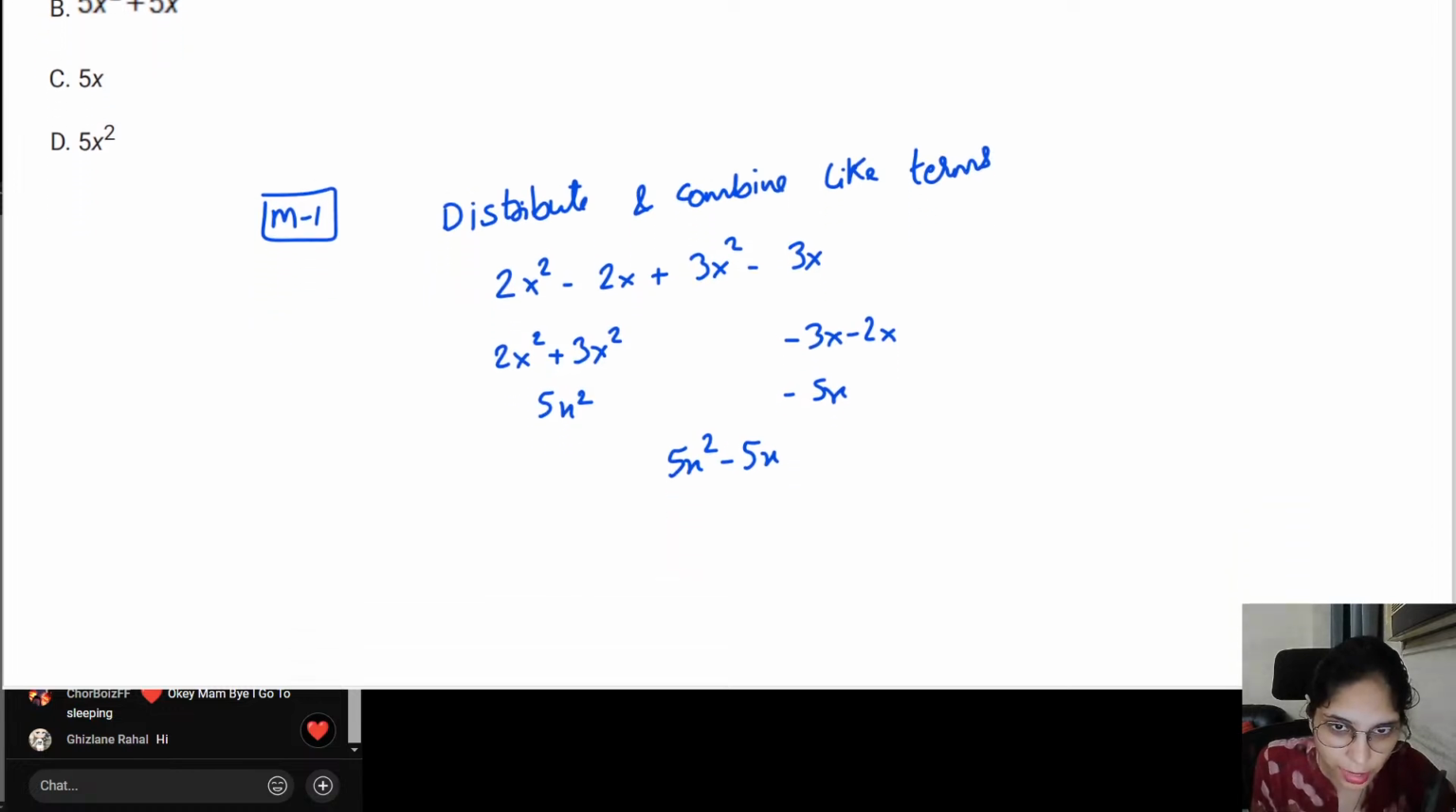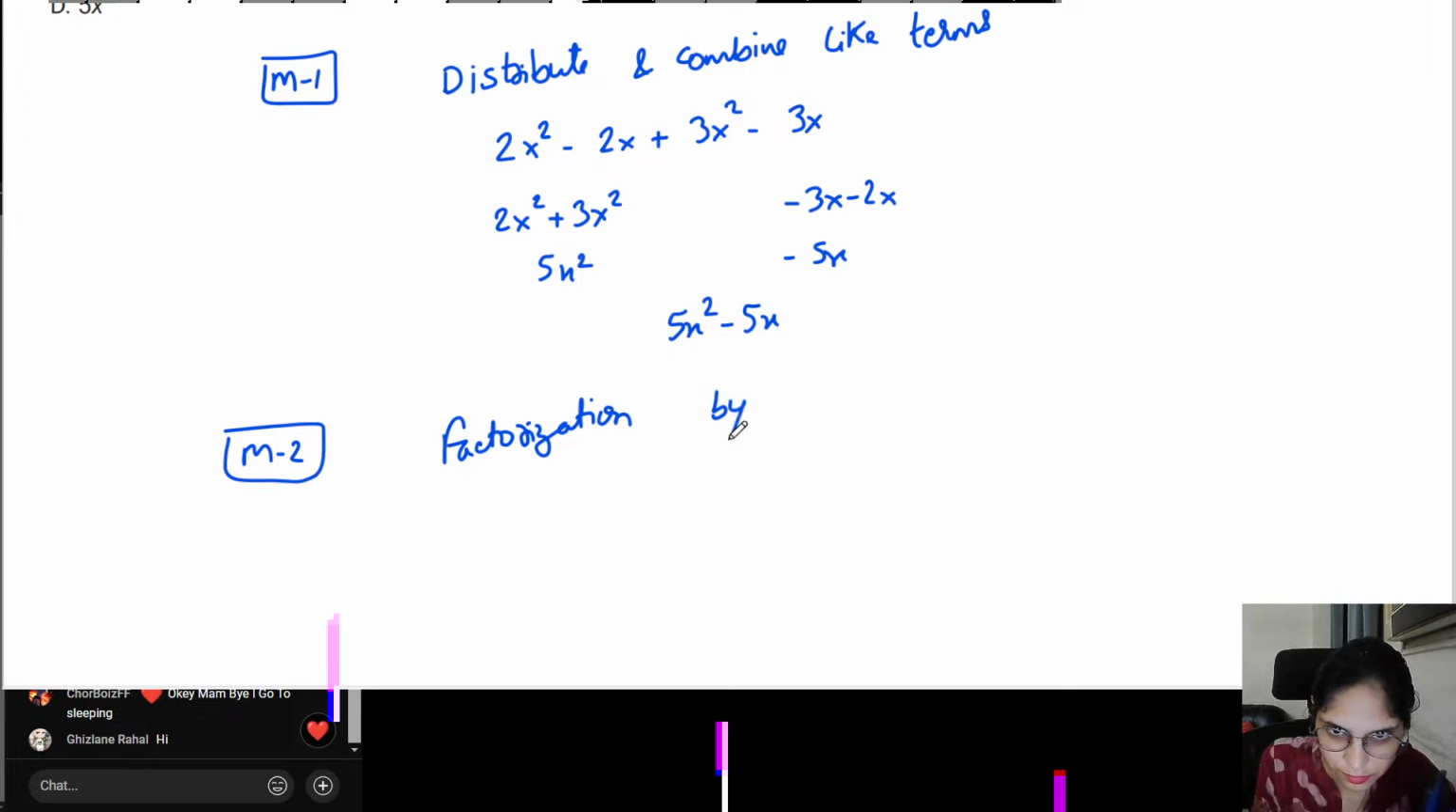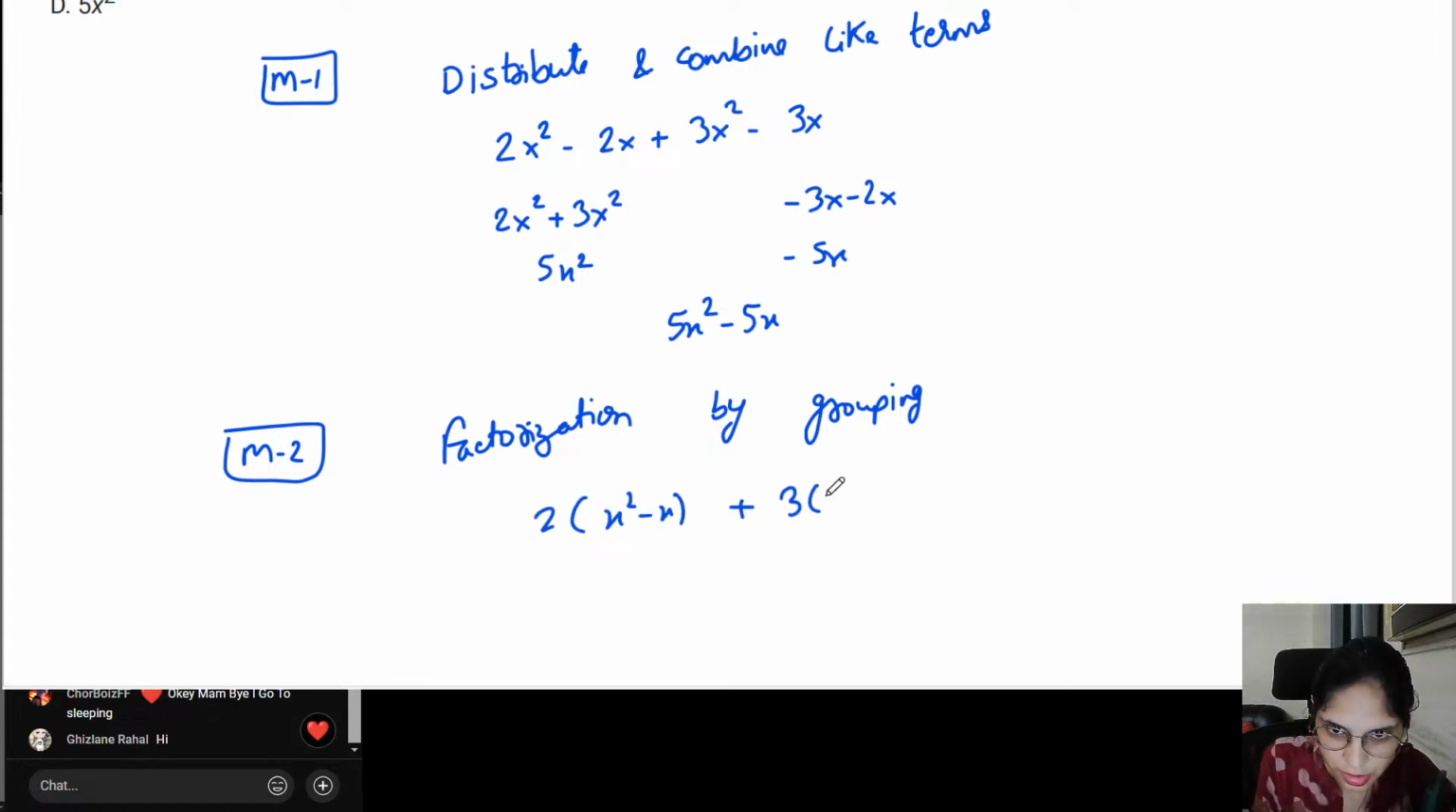Easier way and method to how I would have done it. I would have used grouping, factorization by grouping. What do I mean by that? So you have 2 times x squared minus x plus 3 times x squared minus x. You see this x squared minus x is a common factor because the factors of the first term are 2 and x squared minus x. For the second term are 3 and x squared minus x. So x squared minus x is a common factor.